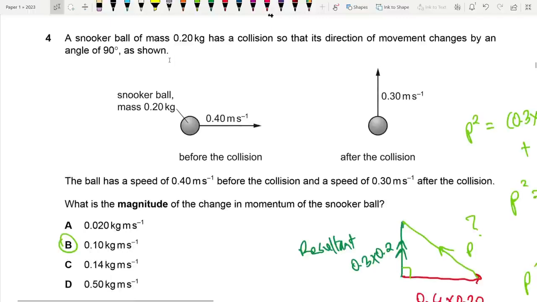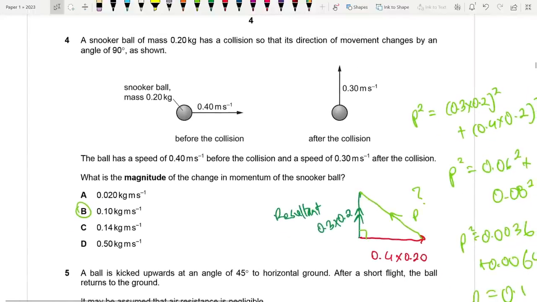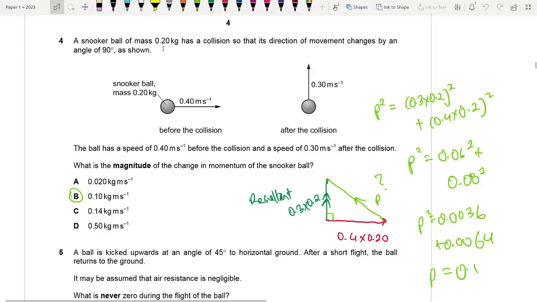4. A snooker ball of mass 0.2 kg has a collision so that its direction of movement changes by an angle of 90 degrees as shown. Interesting.